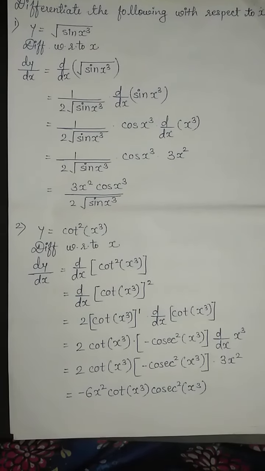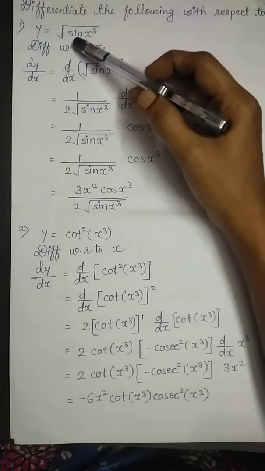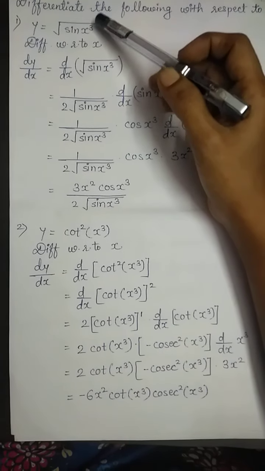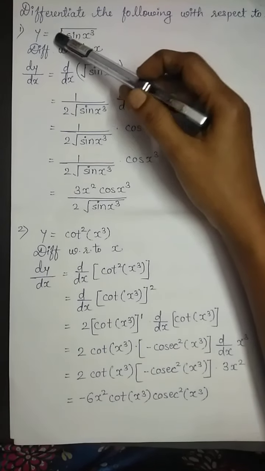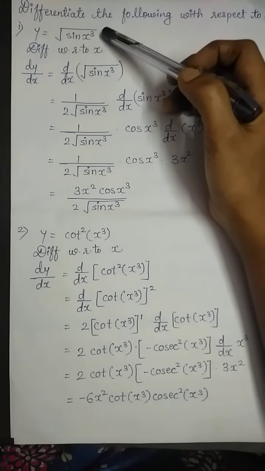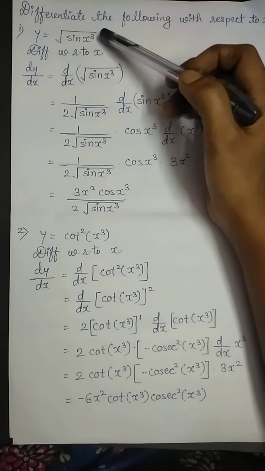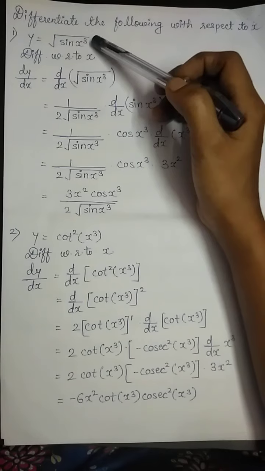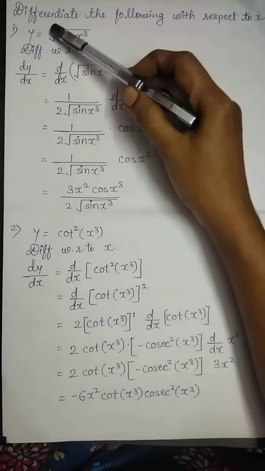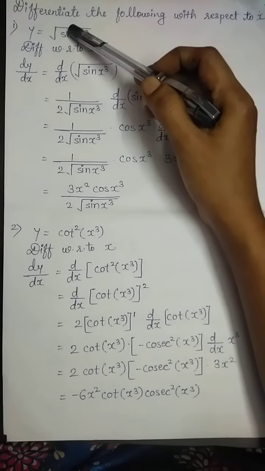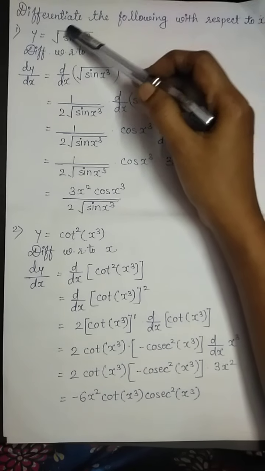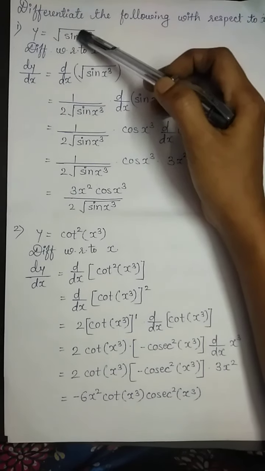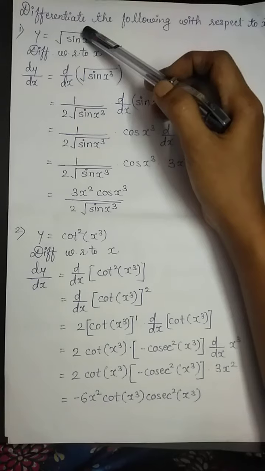y is equal to square root of sine of x cube. Now before simplification we will observe the given question carefully. Here, three types of functions are present at a time. First the root is given, then the trigonometric function sine is given, and then the algebraic function x cube is given.